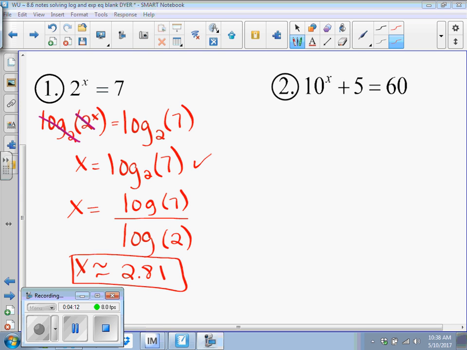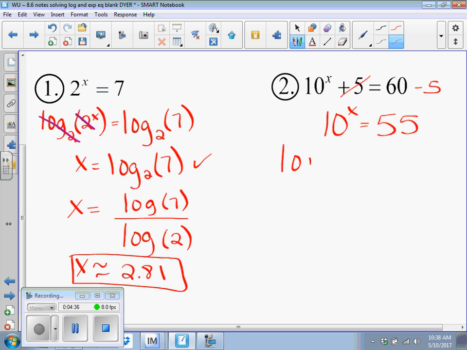Okay, for number 2, before I can change anything to logs, I have to have that exponential by itself. So what am I going to do? Subtract 5 from both sides. So I have 10 to the x equals 55. Now you're stuck. The only way to release that exponent is to do the inverse, which means change it to logs on both sides. It's going to be log base what? Right. Log base 10 of 10 to the x equals log base 10 of 55.